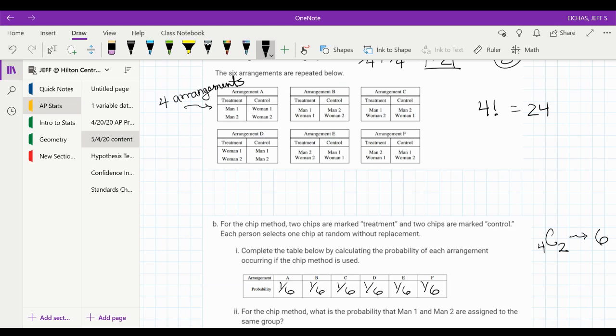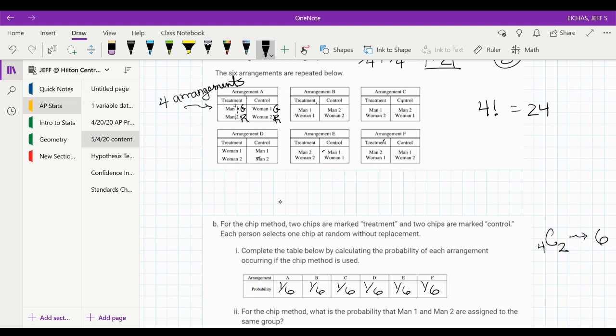Man 1 and man 2 could have pulled the treatment cards, but they could have been in different orders. So let's say you had a green one and a red one. Man 1 could have pulled the green or the red and been in this position. So that's 2. Woman 1 could have pulled the green or the red and still been over here. So that's 4. So there's 4 ways for each of these to happen. Now, they don't really care how the arrangement is. They just care about the grouping. So that's combinations. 4 choose 2.